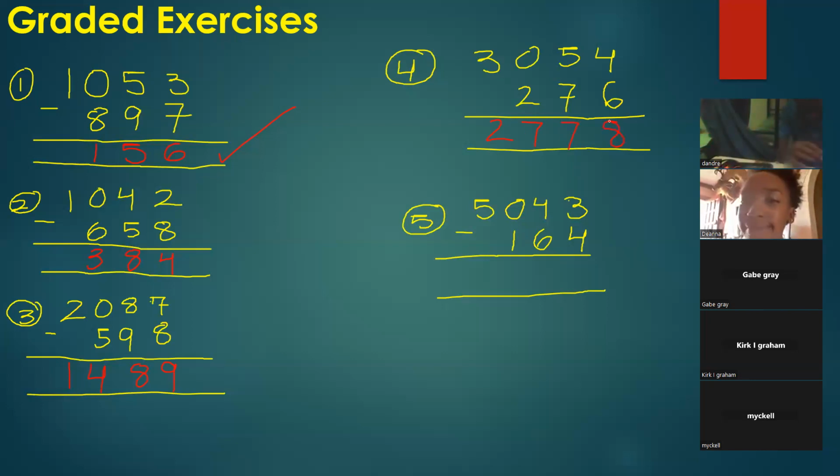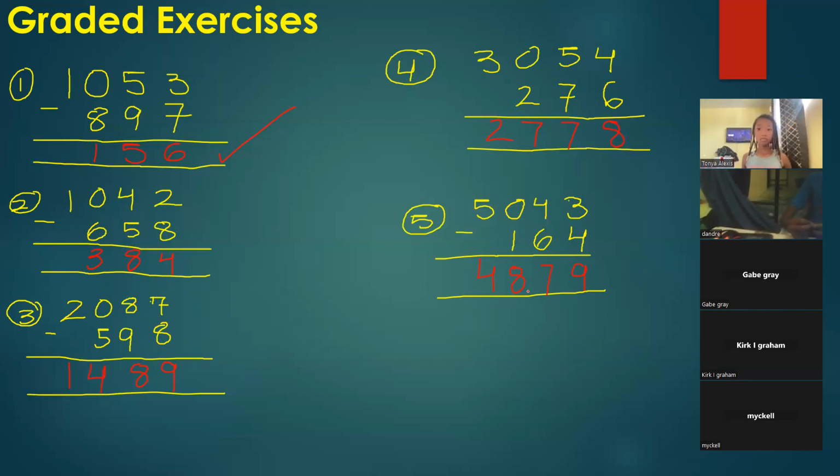And Deanna, what you got for number five? For number five, I got 4,859. Say it again. So if you get 5,043 minus 164, you say what you got again? 4,859. No, it's 4,879. Yes, it's 79. I mean, that correction, Deanna, it's 79. I got it. Okay. We're finished? Yes, we're finished.